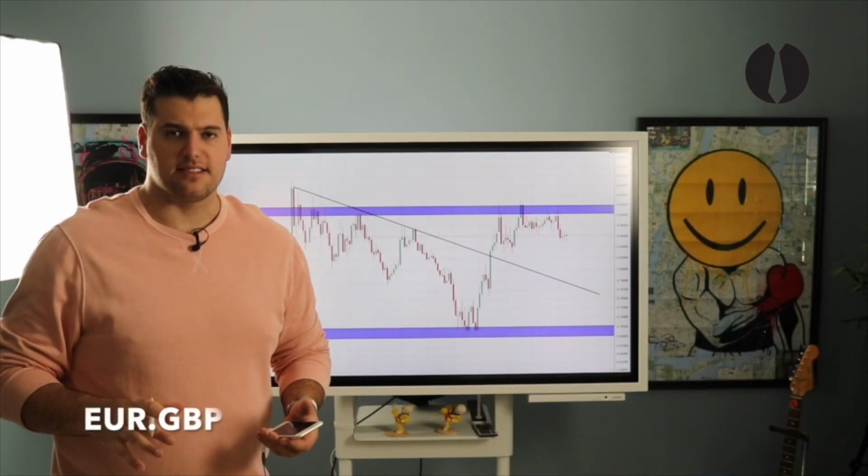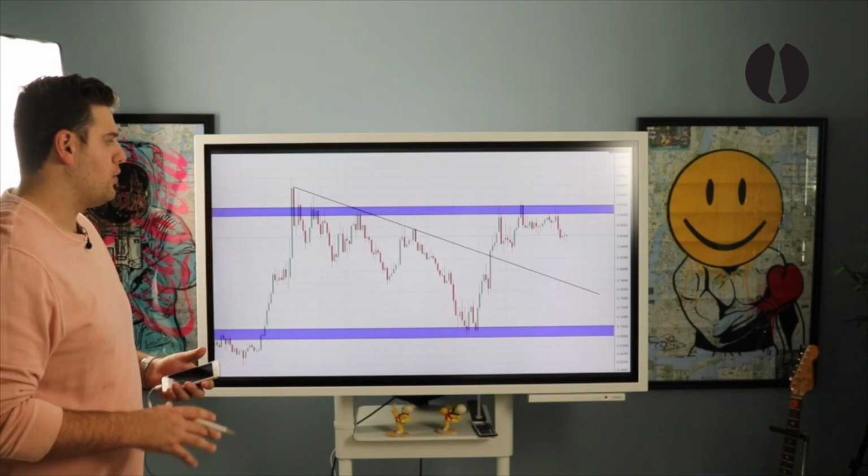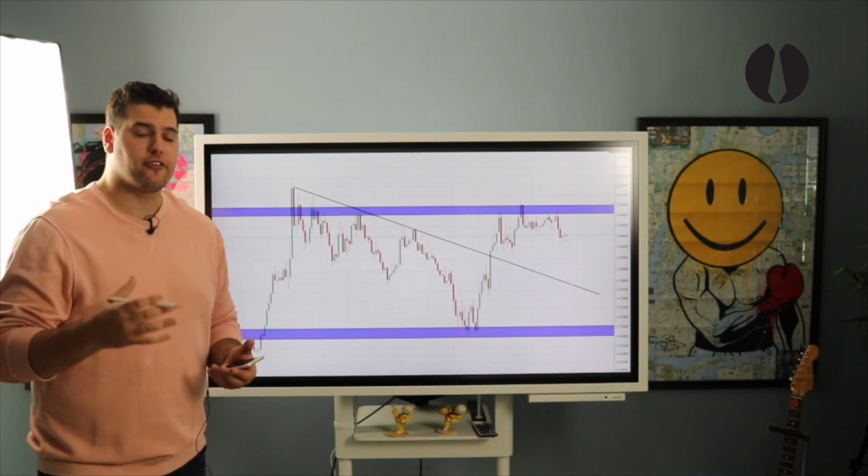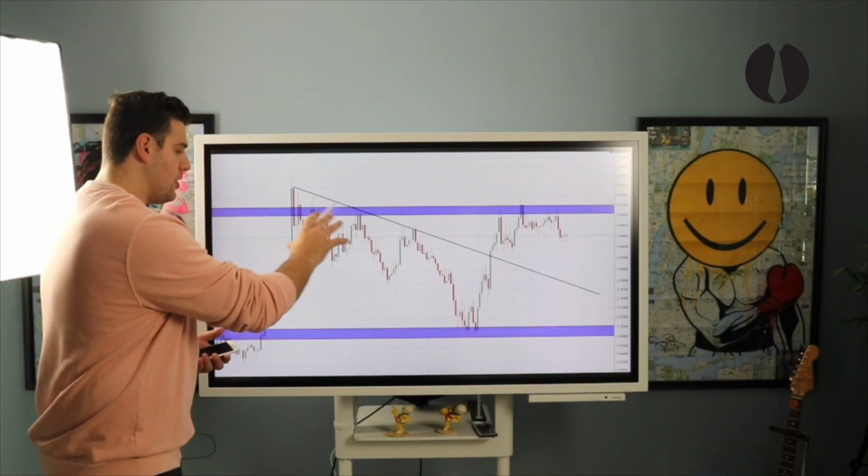Okay, so our first analysis today is on Euro Pound. Now, we're going to start on the monthly as usual. And what do we do when we're on the monthly? That's right, we look for area sensitivity. So, zones and trend lines.